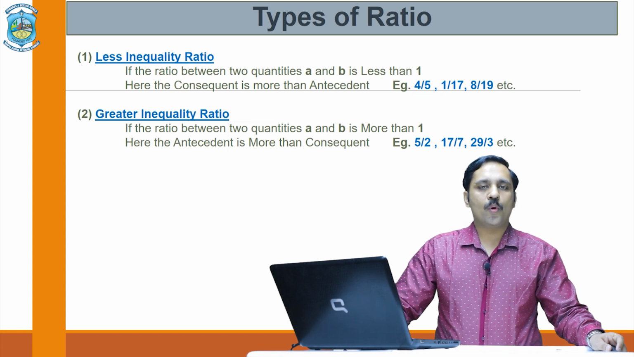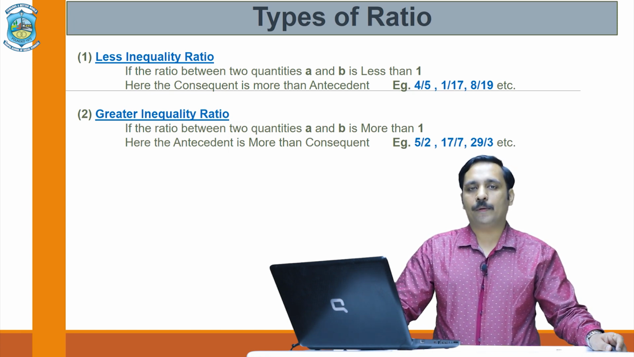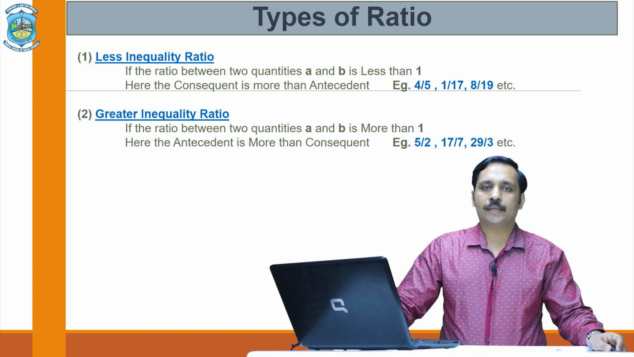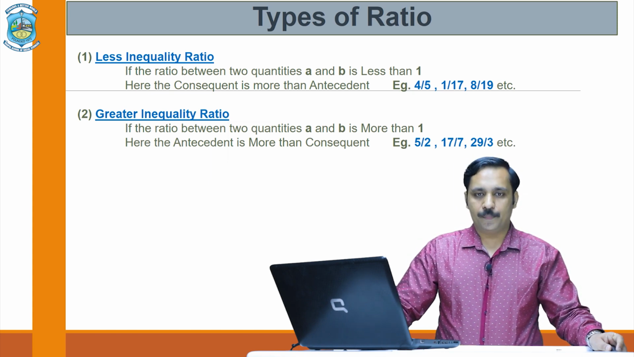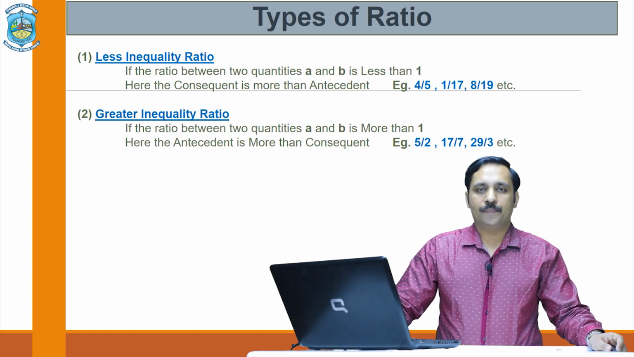Second, the greater inequality ratio. If the ratio between two quantities, say A and B, is more than 1, we say that it is a greater inequality ratio. Here the antecedent part is more than the consequent part. That means the numerator is more than the denominator. For example, 5/2, 17/7, 29/3, and so on. So if we divide it in terms of fraction, the answer is always more than 1.